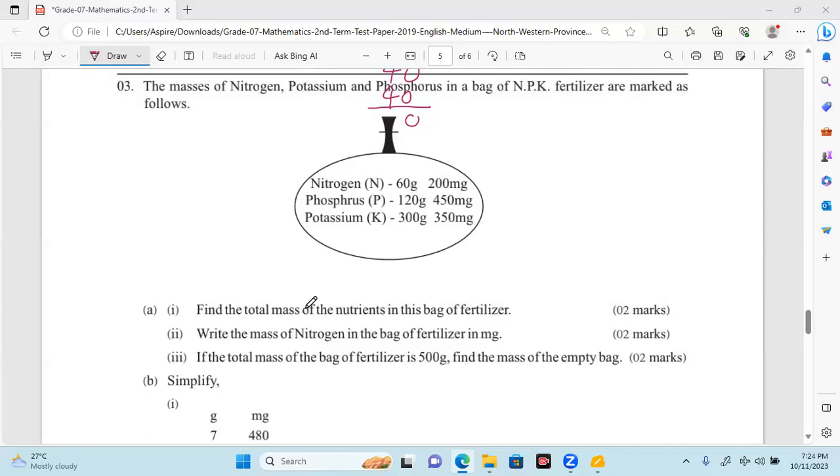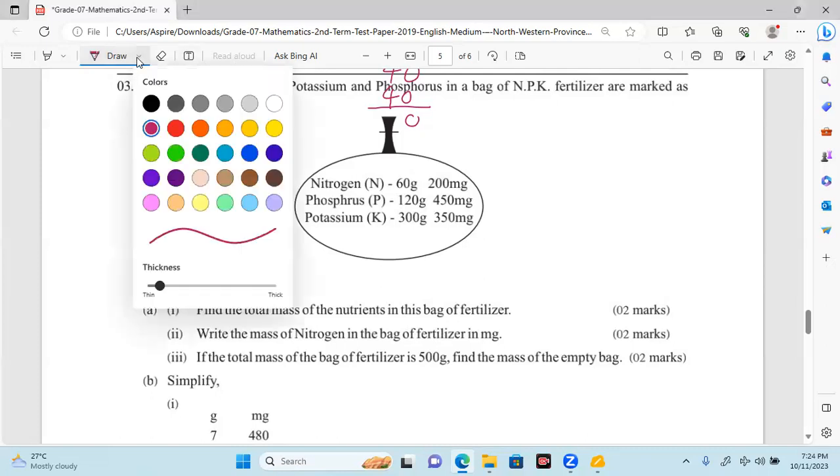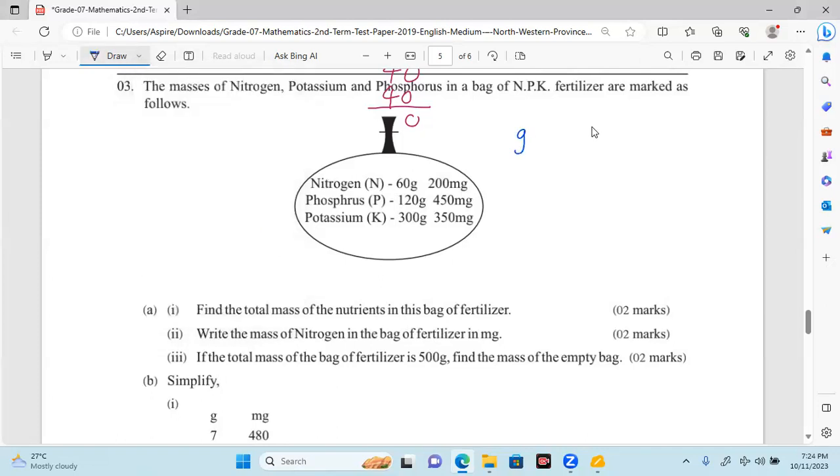Then how do we find the mass of the nutrients in this bag of fertilizer? We have to sum up all together. Then it is gram, milligram. It is 60 gram, 200 milligram. Here 120 gram, 450 milligram, 300 gram, 350 milligram.